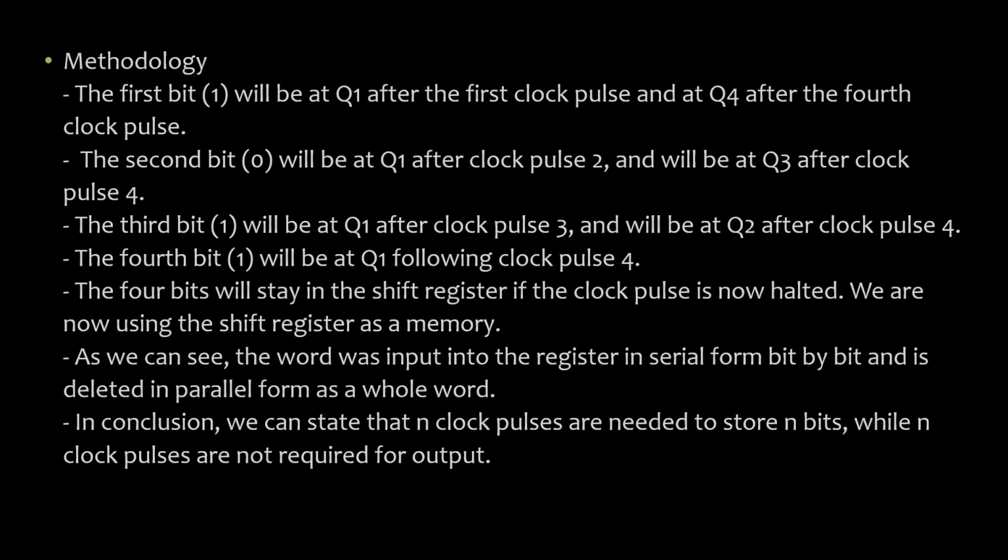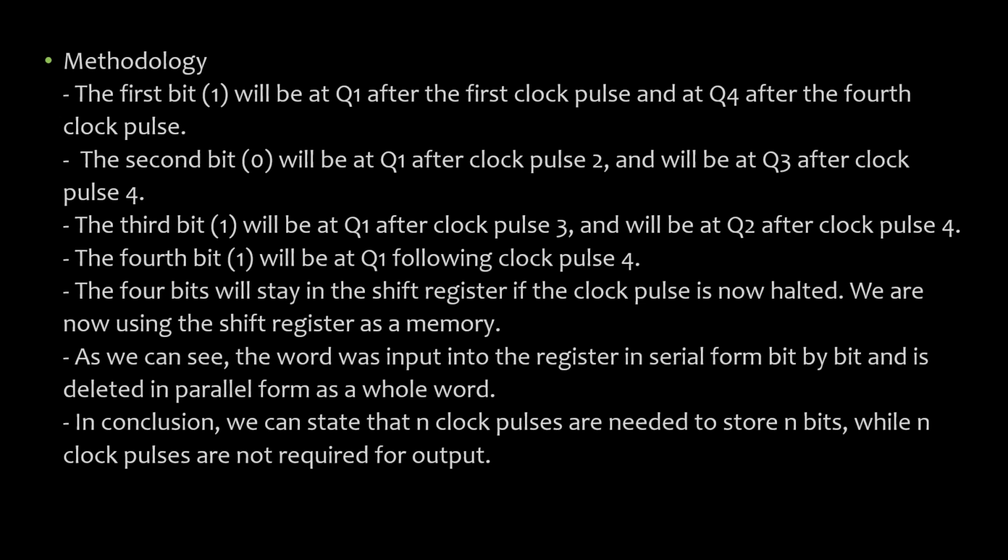The first bit 1 will be at Q1 after the first clock pulse and at Q4 after the fourth clock pulse. The second bit 0 will be at Q1 after clock pulse 2 and will be at Q3 after clock pulse 4. The third bit 1 will be at Q1 after clock pulse 3 and will be at Q2 after clock pulse 4. The fourth bit 1 will be at Q1 following clock pulse 4.